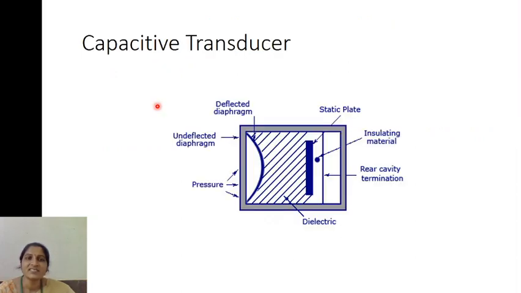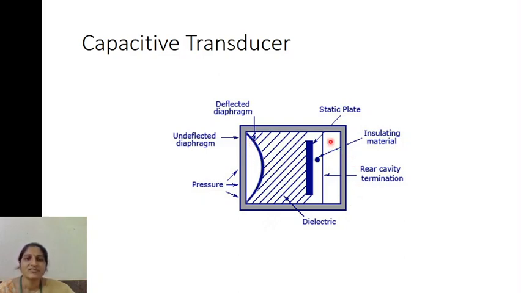And the next one is the capacitive transducer. Here you will be measuring the physical motion by calculating the capacitance. Here you are not giving any supply, so these are called active transducers because there is no supply here. Self-generating transducers also you can call these.